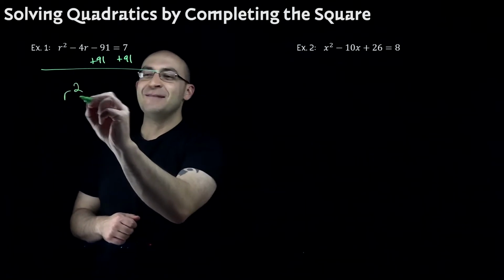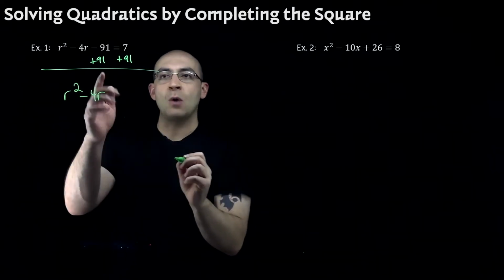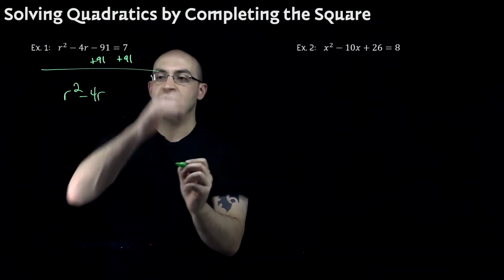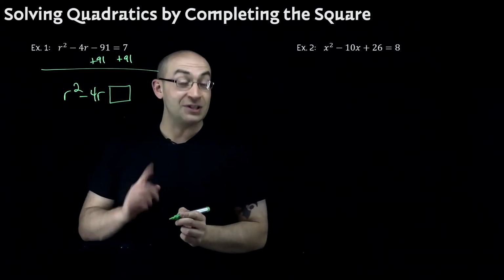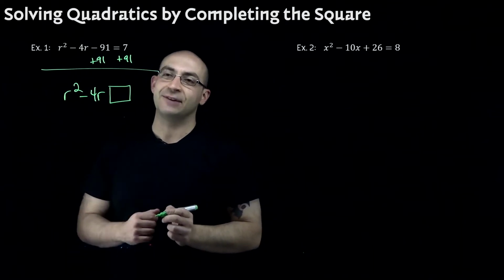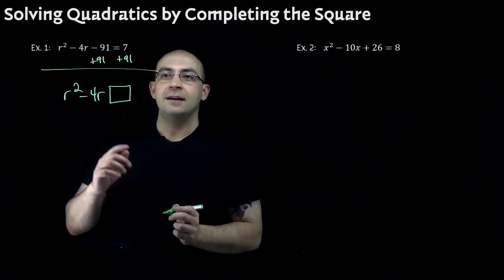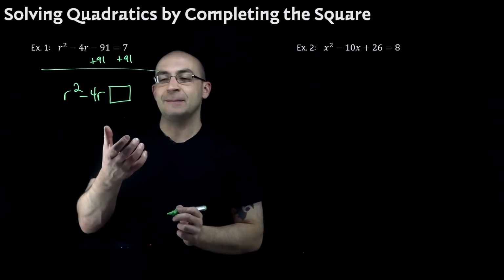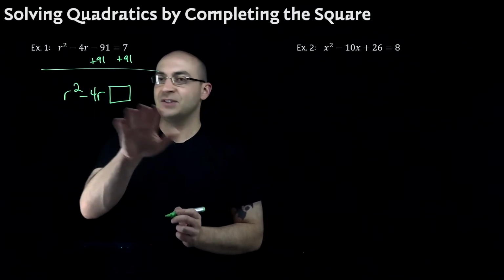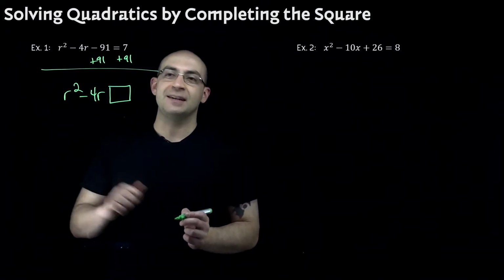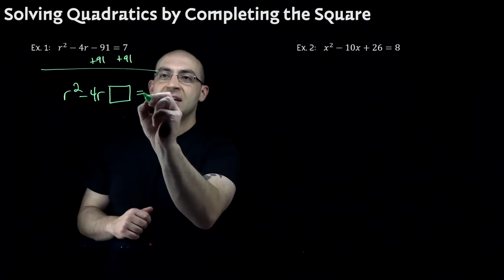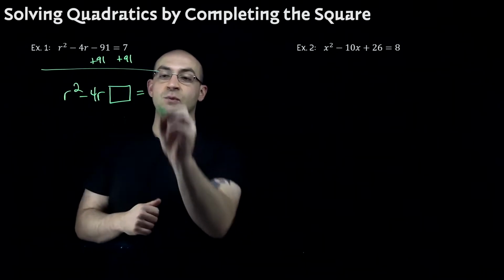R squared minus 4r. Now, where we moved that 91 to the other side, there's an empty space there. But we're going to draw a box, or a square to be specific. That's not a great square. I apologize. When we have a space, we are going to make a square. And this is only going to happen one time. Well, twice in a second. It's going to happen again. But you'll see in a minute why we do that. That's going to equal the 7 plus that 91, which is 98.